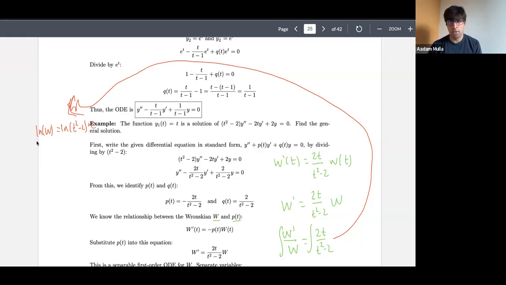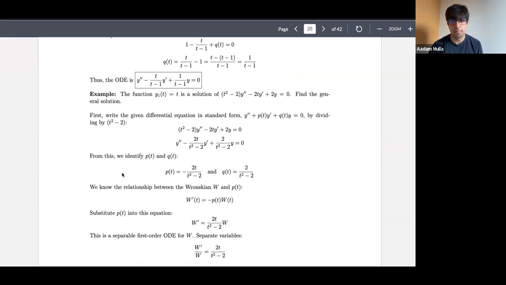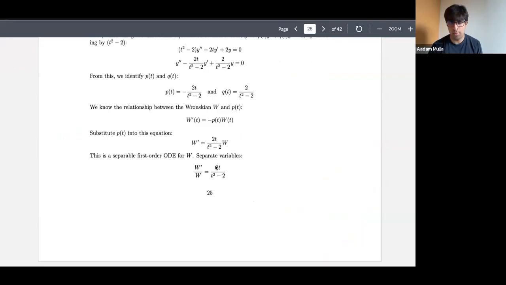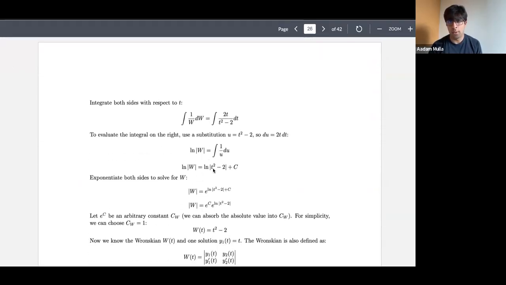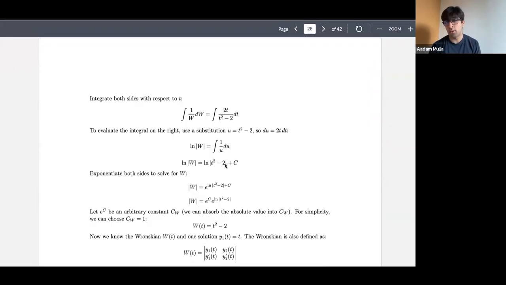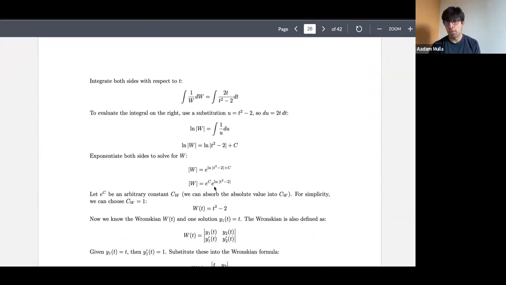And we can solve for w, and we get e to both sides, right? w prime over w equals that. Integrate both sides. We get ln of w equals ln of t squared minus 2 plus c. We get w equals e to the that, which is, again, the constant comes out, and we just get some constant times t squared minus 2.